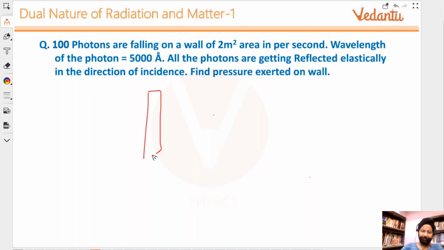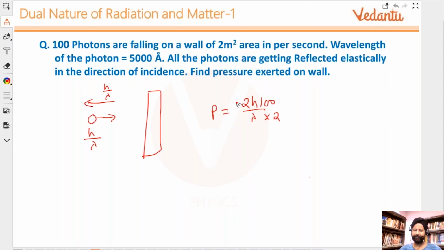Okay, so let's make the picture here. There's a photon that comes in, and how much is the momentum of this? This is h by lambda. Now this photon gets reflected. If it was not reflected, the momentum change would be h by lambda, but it is going back with h by lambda. So the change in momentum is 2h by lambda. Now, what is the pressure? 100 photons fall every second. That is the force. Divided by the area, this is the pressure. That is all you have to calculate.